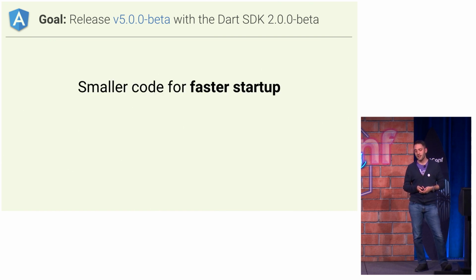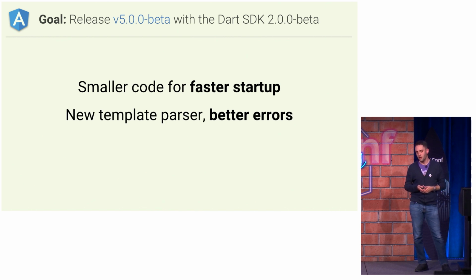There are only three things we're targeting. One is we're targeting smaller code for faster startup. We want less JavaScript to be emitted just for the simplest apps and complex apps. We're adding a new template parser almost from scratch that gives you a lot better errors. It's actually the same one used by the analyzer plugin that I showed you earlier with the IDE.